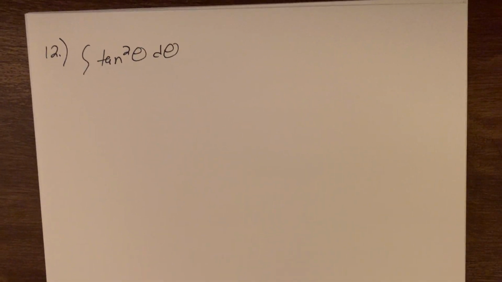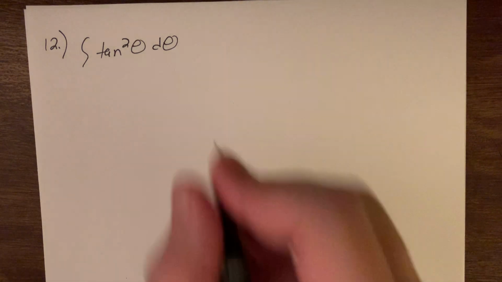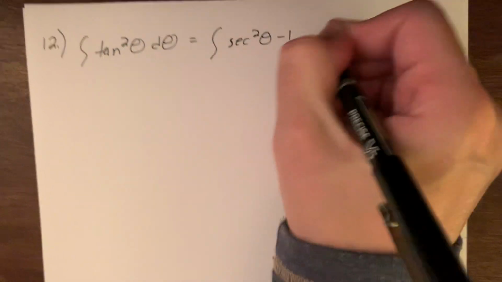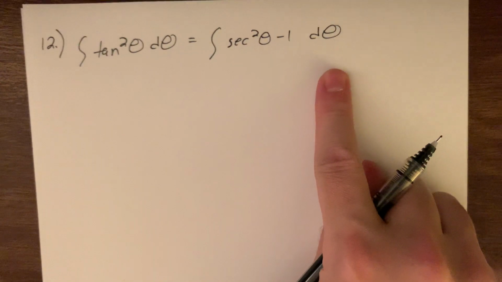Let's take a look at tangent squared. Okay, tangent squared all by itself. Again, you got to do something here. It's not a known antiderivative, so you do something. You apply the identity. Tangent squared is secant squared minus 1.